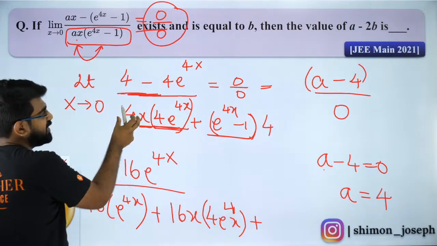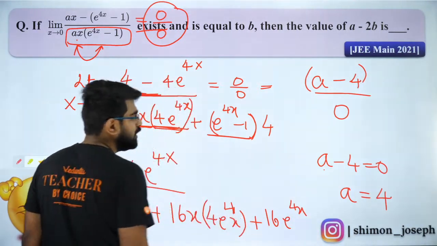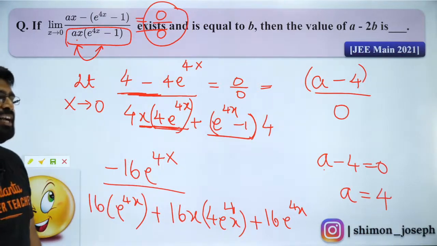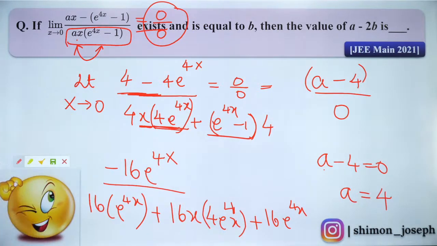I have to differentiate this now. So it will be 16 into e to the power 4x. Now put x equal to 0 and get the answer. Over. You are done. As simple as that. Okay.